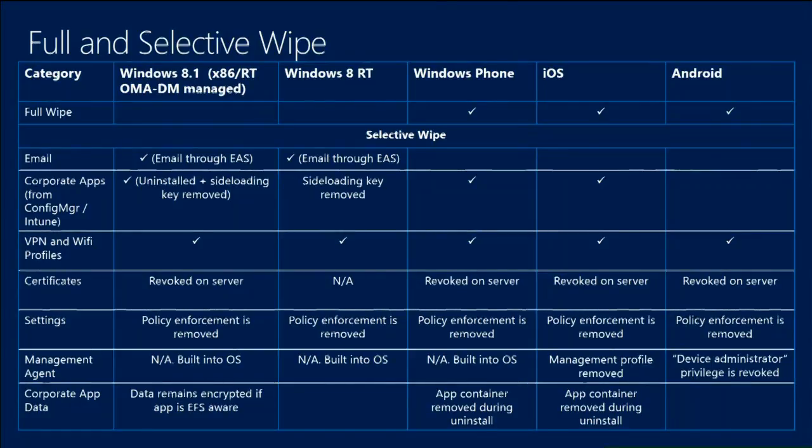So for corporate apps, we showed this in the keynote demo. When you remove it, the line of business app is removed completely, uninstalled. In some cases on down level like Windows 8 RT, we keep the app installed, but we remove a sideloading key that is needed to launch the app. So the app essentially becomes useless. You cannot launch the app. So VPN, Wi-Fi, all the profiles that we put will get removed.